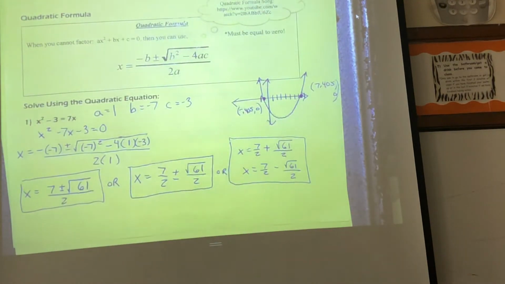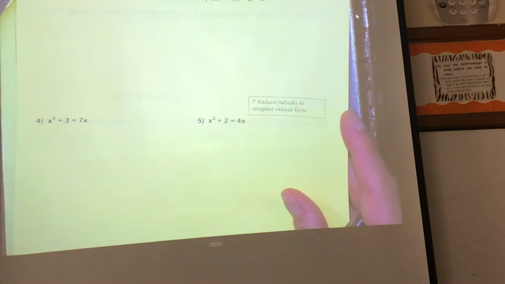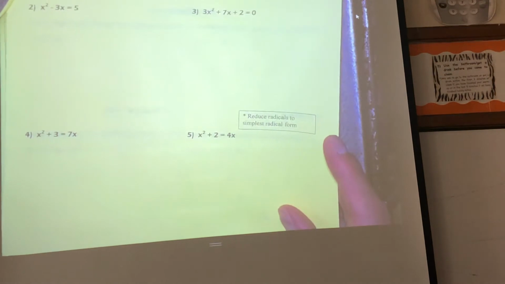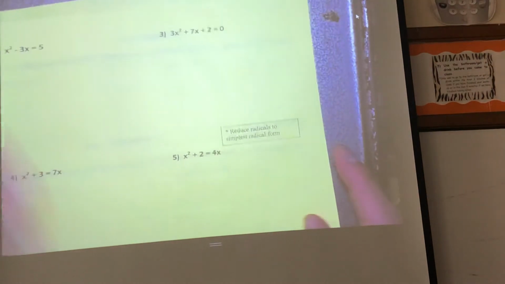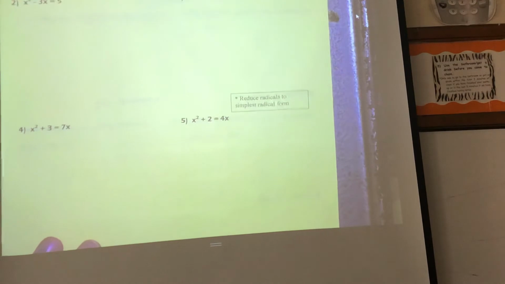You could also plug it in your calculator. Okay, I'm going to turn over to the next page. The next one we're going to look at is number 3. So number 3, this one is factorable, and I'll know that because my roots will be rational.